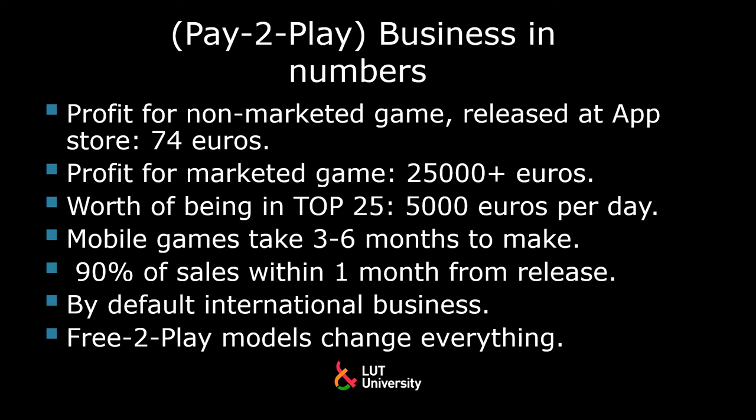Consider that if you make mobile games, it takes 3 to 6 months to make if you have a team of five-ish people who are very good at their job. And if you are doing pay-to-play, 90% of sales come within the first month of release. So if you have 1 month of sales, then you have to make that pay for the next 2 to 5 months to make the next product.